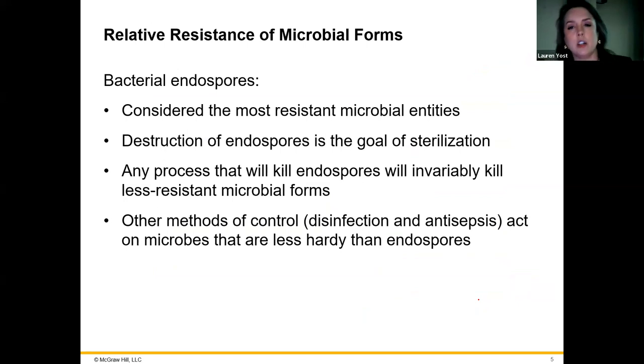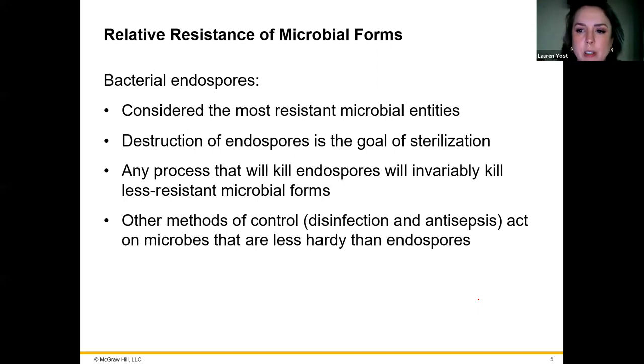Okay, moving on. Endospores. They're considered the most resistant of the microbial entities, right? These are living. So as far as the living ones go, the most resistant are the endospores. That's the whole goal of sterilization, to get rid of endospores. Anything less than that, and you're not achieving any sterilization. You need to be getting rid of everything in order to get there.